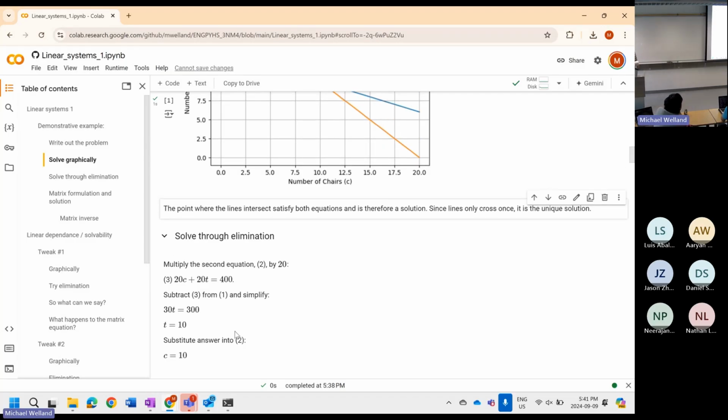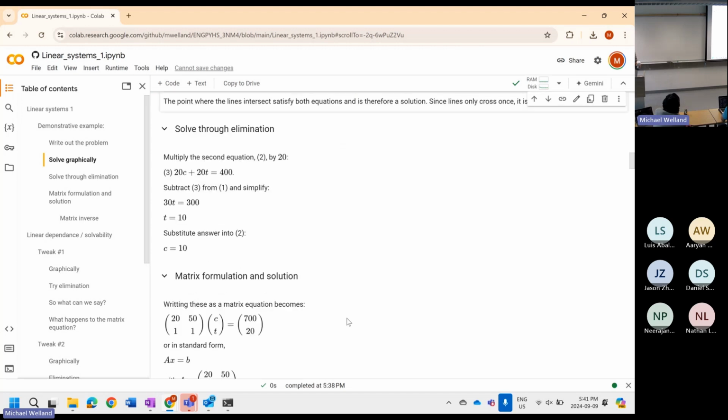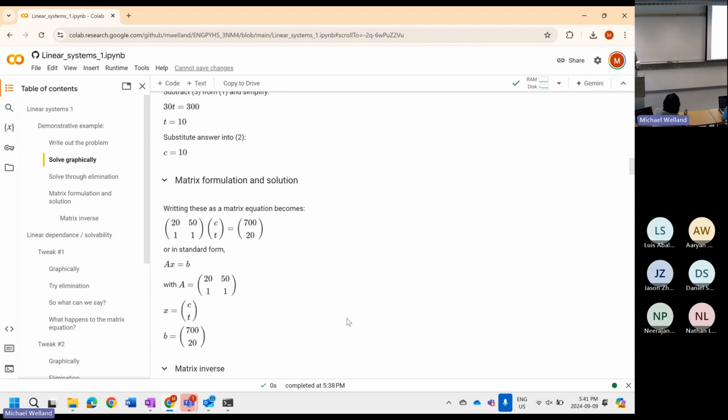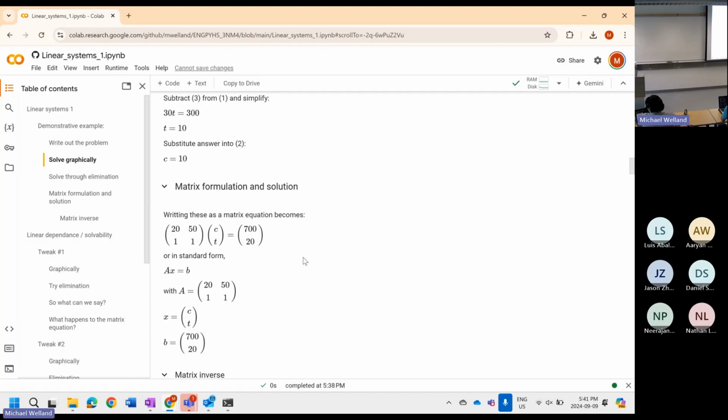Again, not complicated. This is actually the basis of all of the matrix manipulation that we're going to be doing later. But let's not talk about that just yet. Actually, no, sorry. Let's talk about it right now. So formalizing this method, putting it into the matrix, we get this matrix 20, 50, 1, 1. Your unknown variable here is c, t, and the constants are 700, 20. Does this equation make sense to everybody?